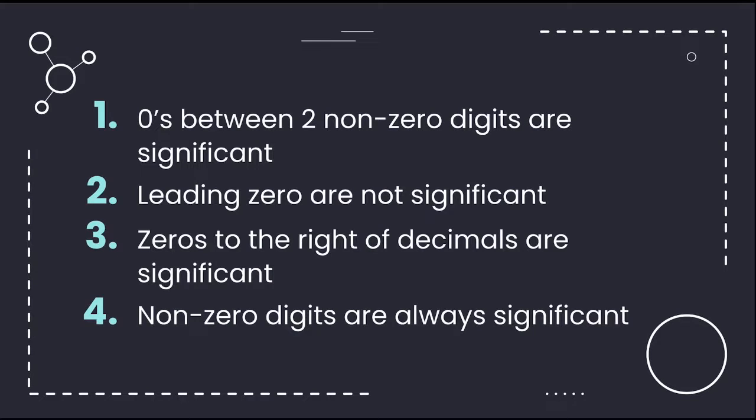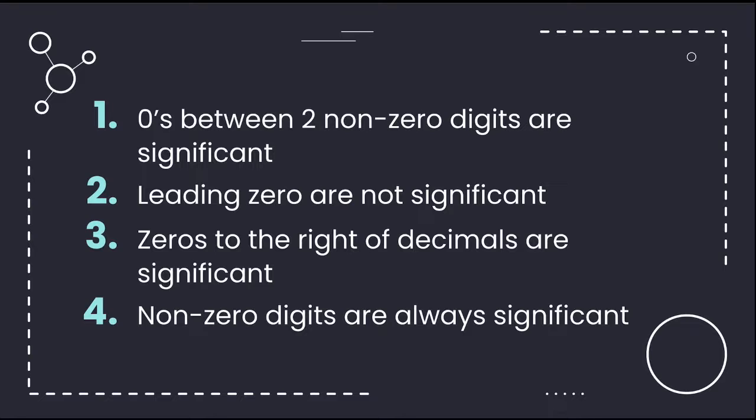So, using what we learned from these examples, there are generally 4 rules to determining significant figures. Number 1, zeros between 2 non-zero digits are significant. Number 2, leading zeros are not significant, like we saw with the example of 0002. Number 3, zeros to the right of decimals are significant. And finally, number 4, non-zero digits are always significant.